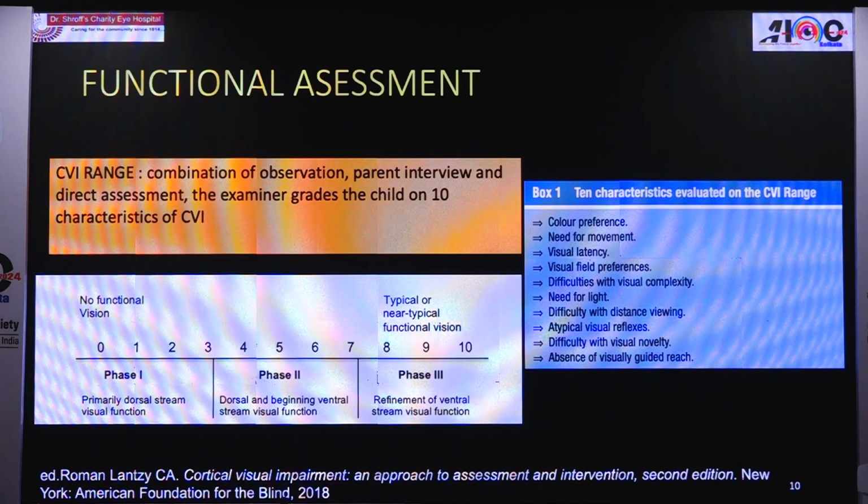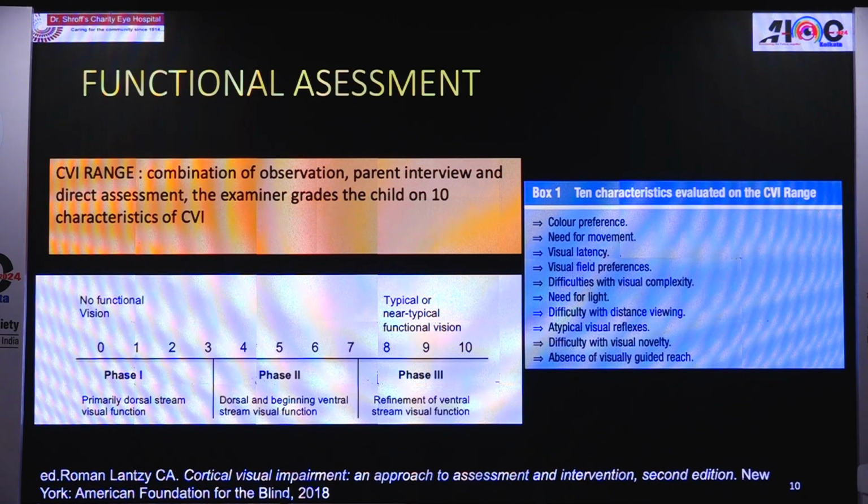Now, how is the functional assessment done? Do we know how to quantify this? Quantification is necessary for all these children, so that we can choose our measure and see how they improve subsequently. Roman Lanzi has described a parameter called the CVI Range, which has scores from 1 to 10, and focuses on these things: color preference, need for movement, visual latency, visual field preferences, difficulty with visual complexity, need for light, difficulty with distance viewing or atypical visual reflexes, and visual novelty and absence of visually guided reach. Out of those 16, these are the 10 major parameters which are focused on.